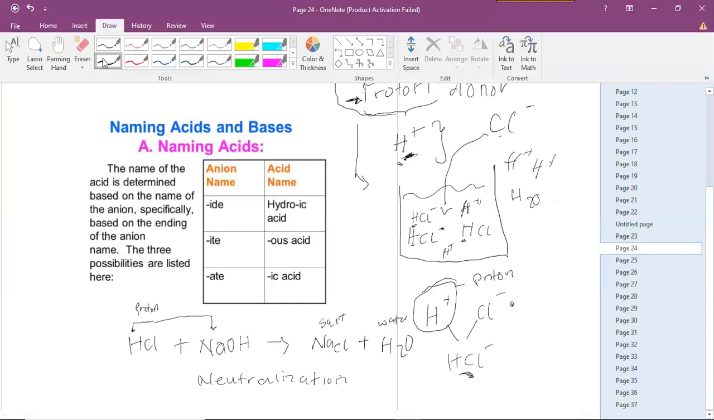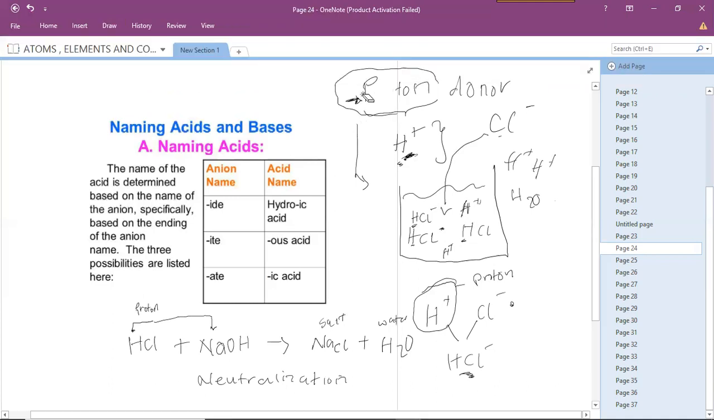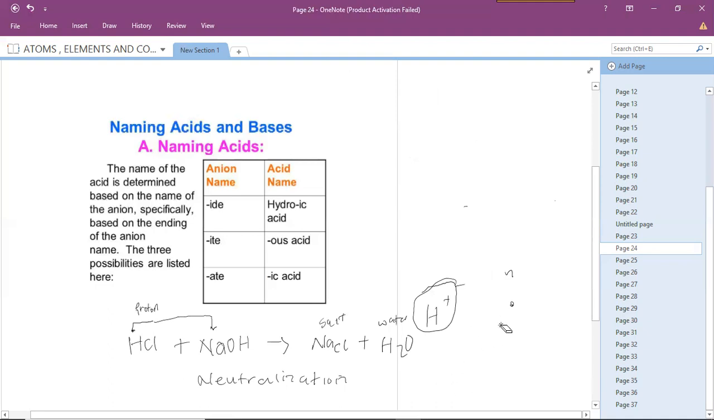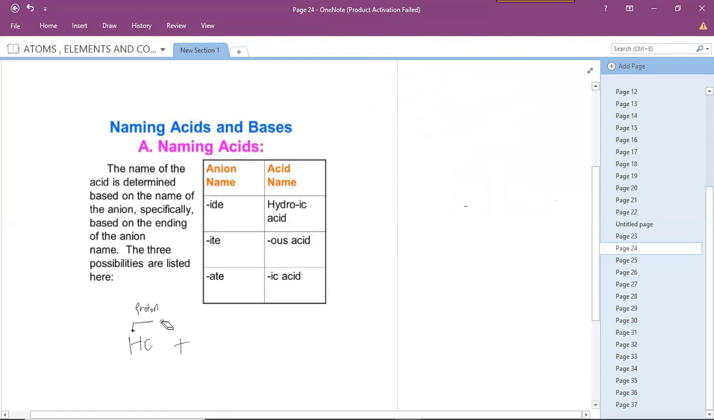So how do we name these acids? This is a nice topic. You're going to learn what a strong acid is, what a weak acid is. It's a very interesting topic, and it's rather simple. And questions always come again on acids, bases, and salts. It's one of the big topics in chemistry. So how do we name acids? We name acids according to the anion that we have.